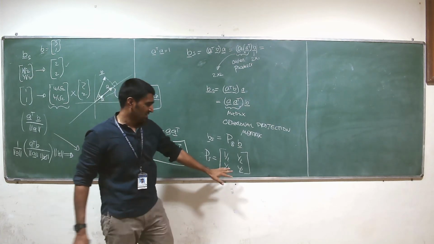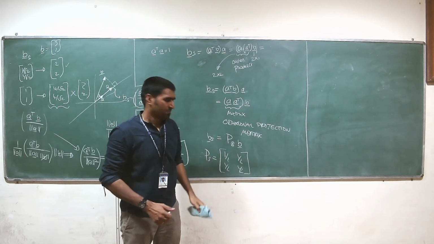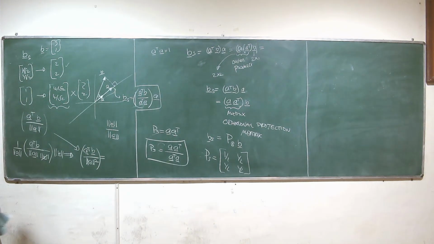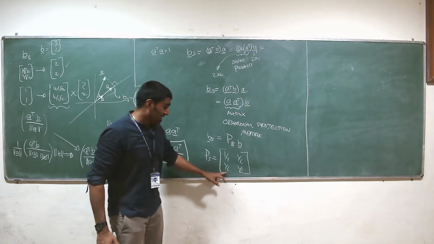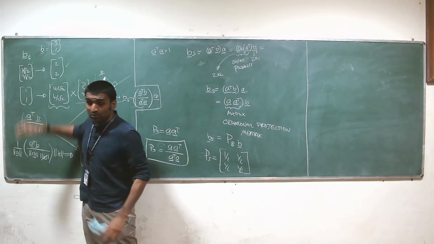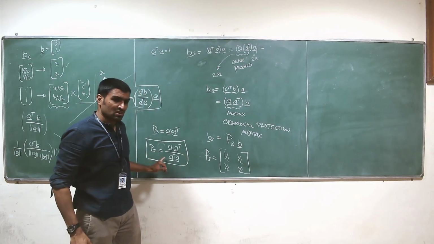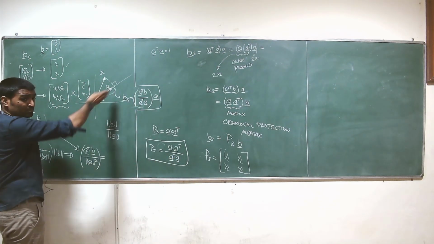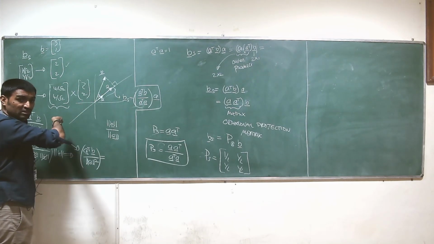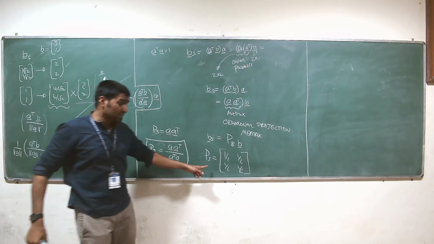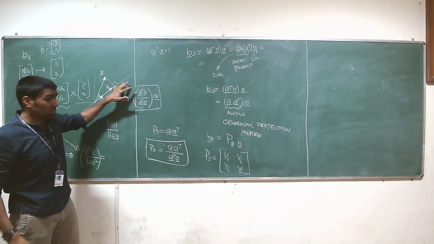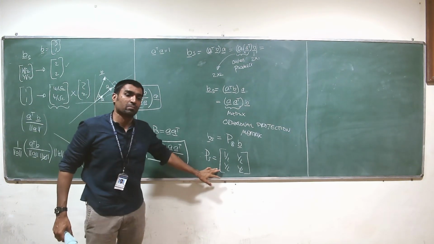Once you have this matrix, you can just use this for projecting any vector onto the subspace spanned by A, where A is 1 by root 2, 1 by root 2, or 1, 1, doesn't matter. In fact, you'll get the same matrix. It doesn't matter what non-zero element you choose from the subspace, the orthogonal projection matrix that you will get for projecting onto this subspace will always come out to be the same matrix.